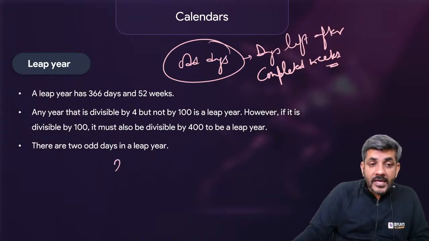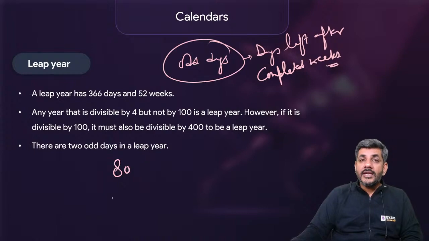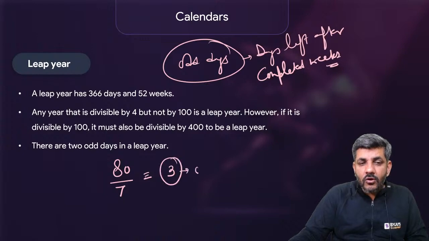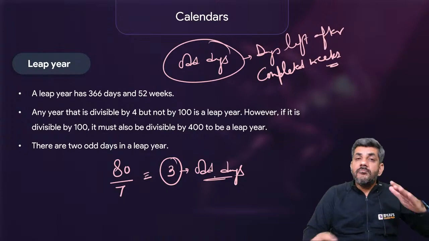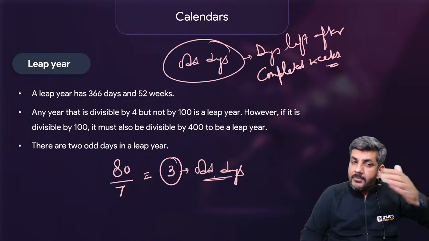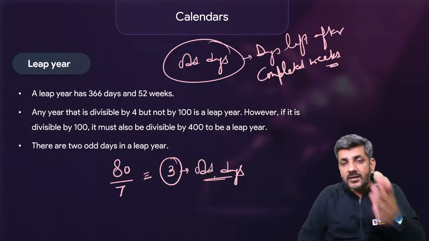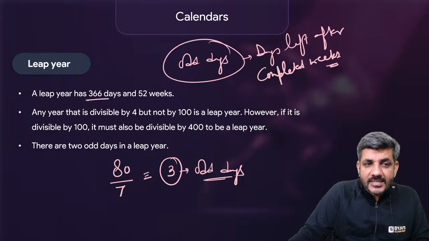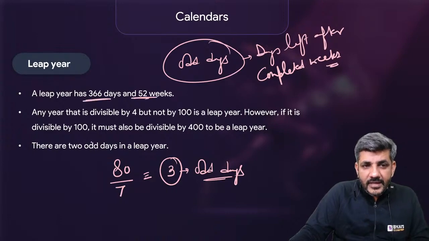For example, if 80 days are there, how many odd days are there? So you just divide by 7, you get a remainder of 3. This 3 would be called odd days. Odd days are days left after completed weeks. 7, 14, 21, 28, 7 के multiple निकालते रहो, जो end में बच जाएगा, that would be called odd days, right? A leap year has 366 days and 52 weeks.